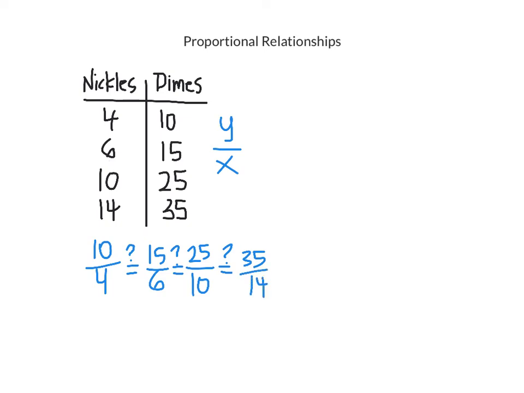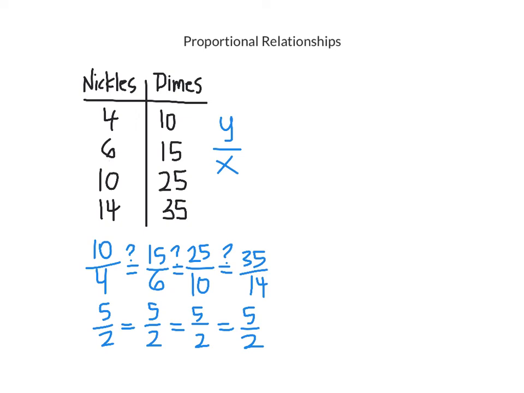You could divide it with a calculator, but we could just simplify. I can see that if I divide 10 and 4 by 2, I get 5 halves. Is that equal to the second one, which has a common factor of 3, which would be 5 halves? So good, so far, so good. The third one has a common factor of 5, if I divide top and bottom by 5. And finally, 7. So this is a proportional relationship.